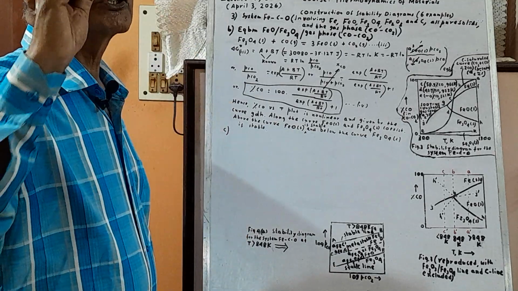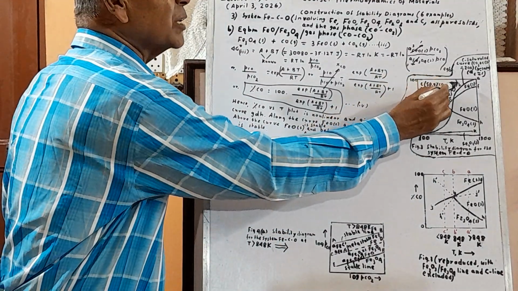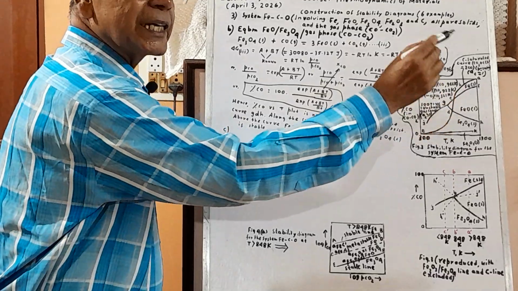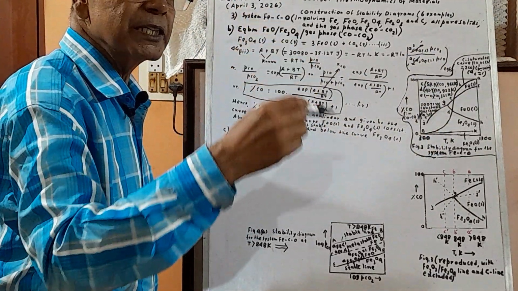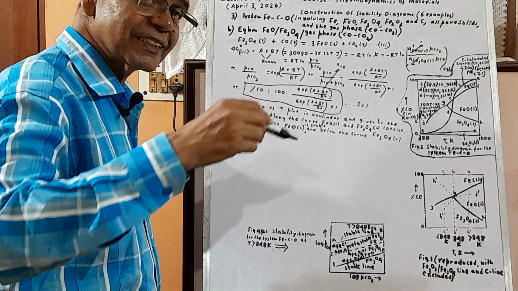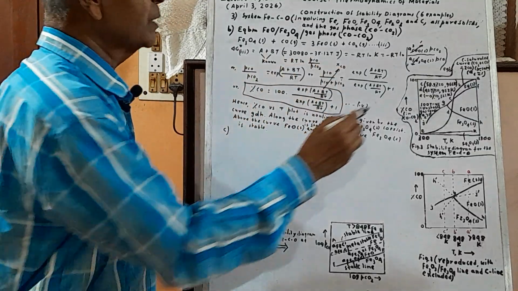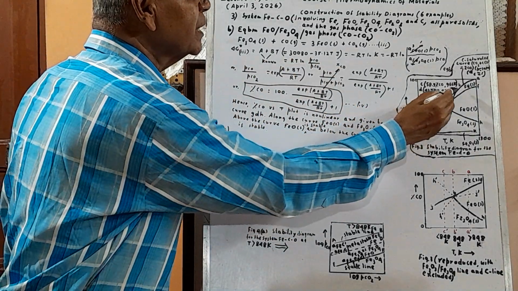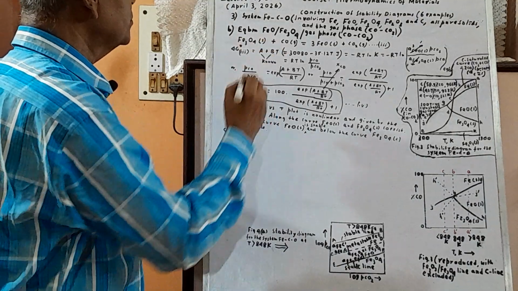Similarly, for which equilibrium do you consider? Repeat. First one, Fe and FeO. Second, FeO and Fe3O4. Third would obviously be, cyclically, Fe3O4 and Fe. That means this curve, Fe3O4 and Fe. So take up equilibrium C.